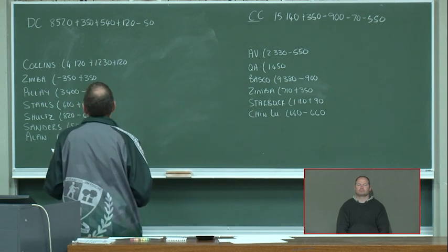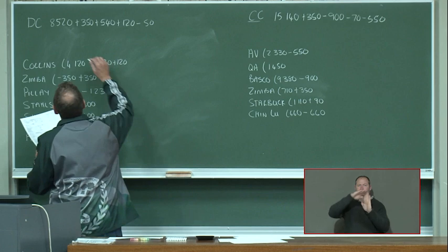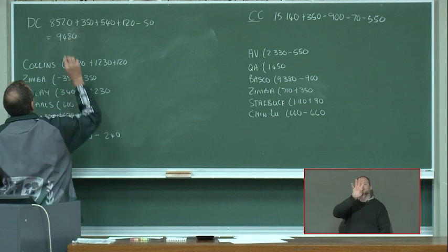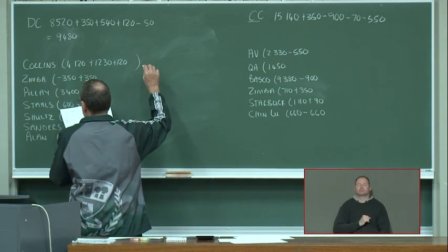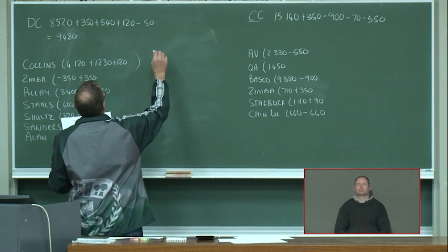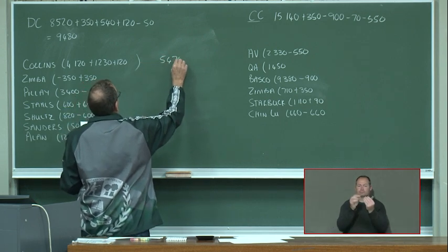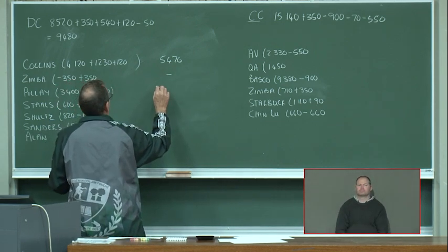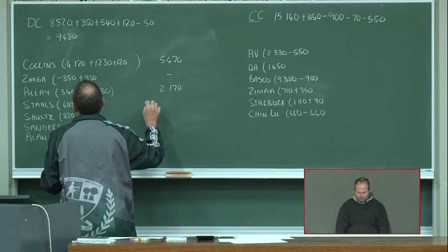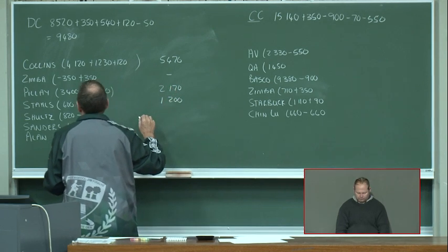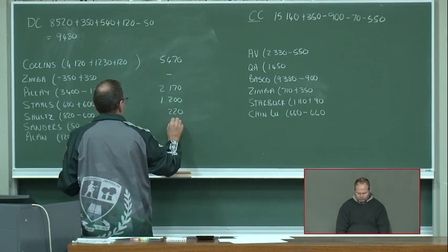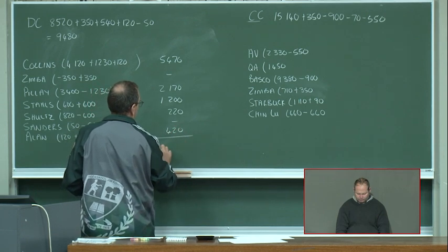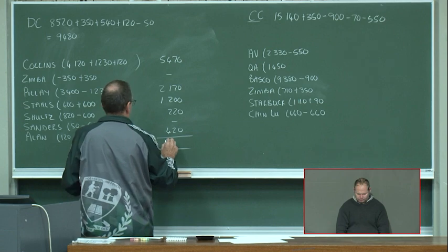If we then look at our debtors list, our debtors control, that total should be 9480. Collins will be 5470. Zimba will be nothing. Pele 2170. Stalls 1200. 220. 0 and 420. And that total will also be 9480.